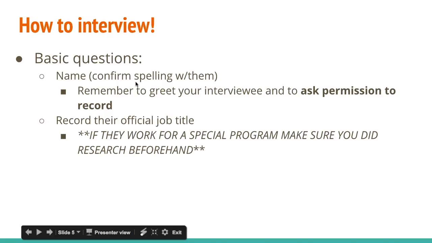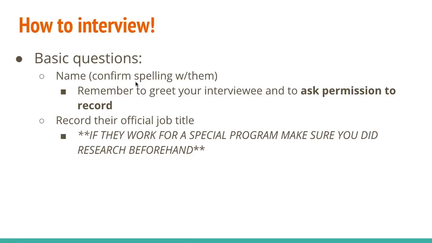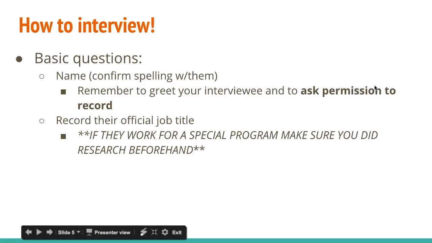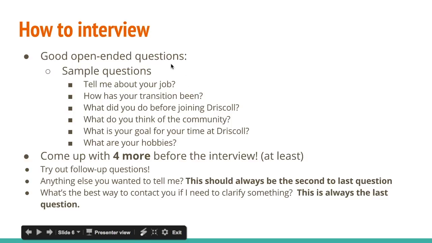So how to interview. The first basic questions are you definitely want to spell their name correctly. We absolutely do not want to mess this up. And of course, you absolutely have to ask permission to record. If they have a specific job title for maybe a special program, definitely get this and make sure you have it written down correctly.